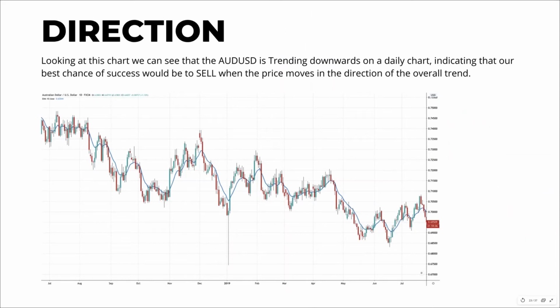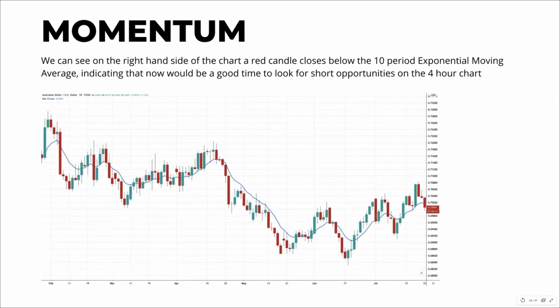Direction. Looking at this chart, we can see that the Aussie dollar is trending downwards on the daily chart, indicating that our best chance of success would be a sell trade when price moves in the direction of the overall trend. So we don't necessarily want to be buying. You could buy when the market trades above the 10-period moving average, but we've got a better chance of success, and we're going to have better moves if we trade when the market is moving in the direction of the overall trend. The Aussie dollar there is moving to the downside from the top left to the bottom right-hand corner of the screen. Then we wait for momentum.